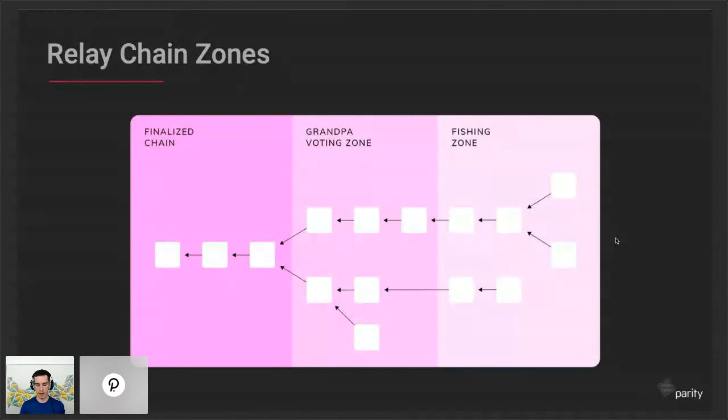I know it's a lot of steps to talk about, but if everything's going smoothly and nothing's invalid, then we expect this whole process from block creation to being finalized to be about 1 minute. So pretty quick.